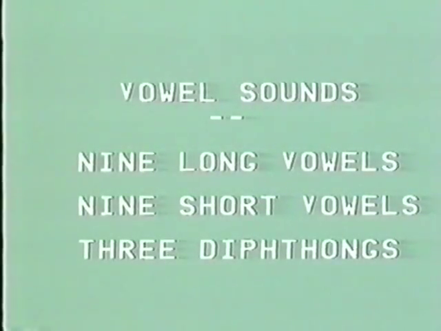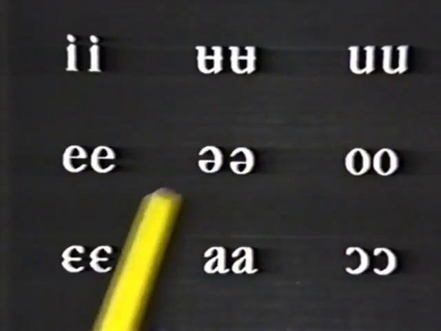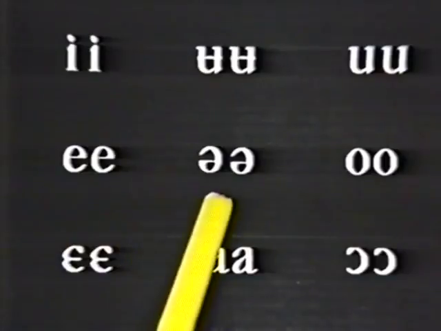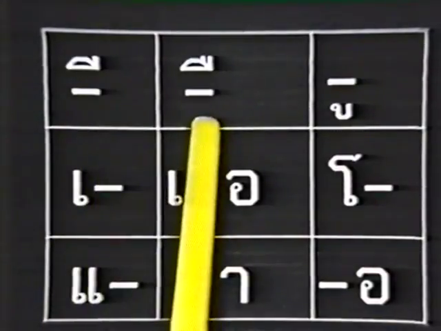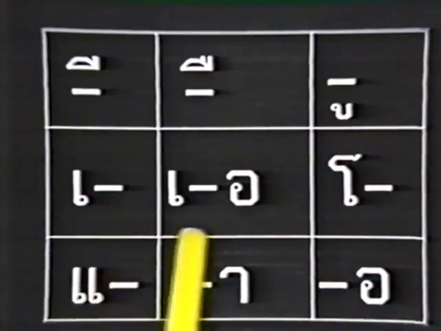Now we'll turn to the vowel sounds. Thai has 9 long vowels, 9 corresponding short vowels, and 3 long diphthongs. Here are the long vowels.